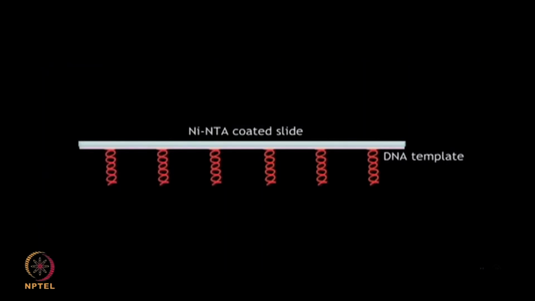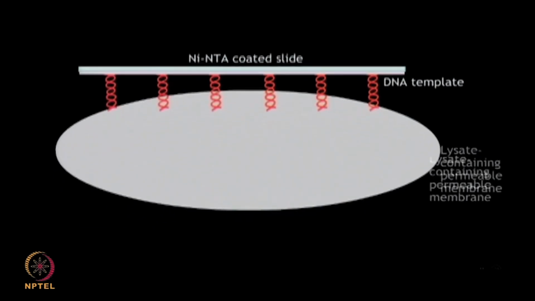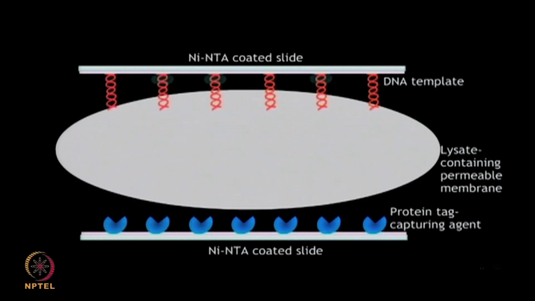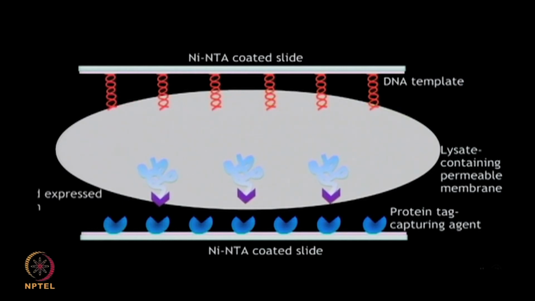In DAPA, the slides bearing the DNA template and the protein tag capturing agent are assembled face to face with a lysate containing permeable membrane placed in between. The expressed protein slowly penetrates the membrane and gets immobilized on the slide surface through its capture agent. The DNA template array can be reused several times by using this method.